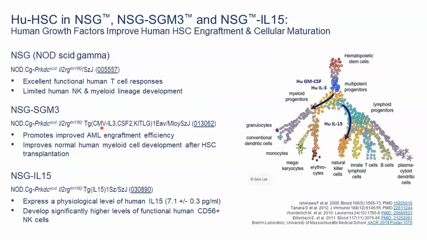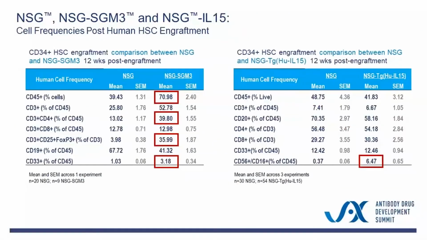So in a mouse model that we're calling the SGM3, they're transgenically expressing human IL-3, GM-CSF, and stem cell factor. And this improves the myeloid development pathway, but it also improves CD4 positive development and regulatory T cell development. But it still is somewhat lacking in terms of the natural killer cell population, which are an important immune target for immunotherapy. And so we also have developed this NSG IL-15 mouse, which is a human transgene expressing IL-15 at physiological concentrations and actually develops natural killer cells at a frequency in the peripheral blood of these mice that very much mimics the human population.